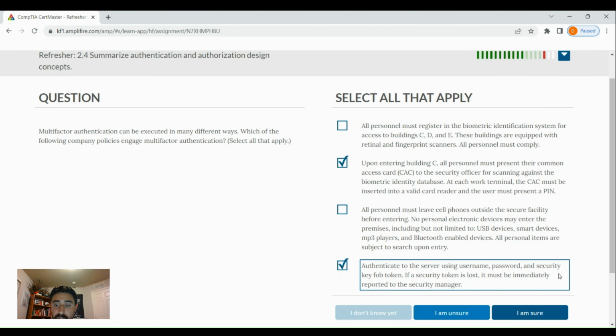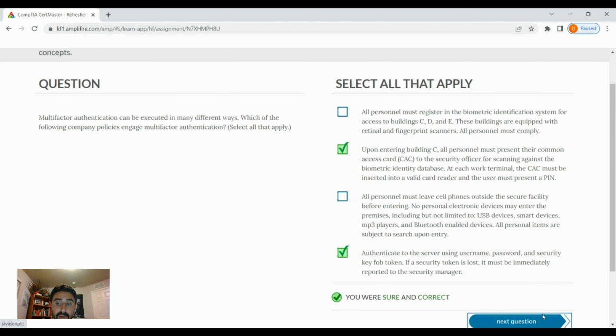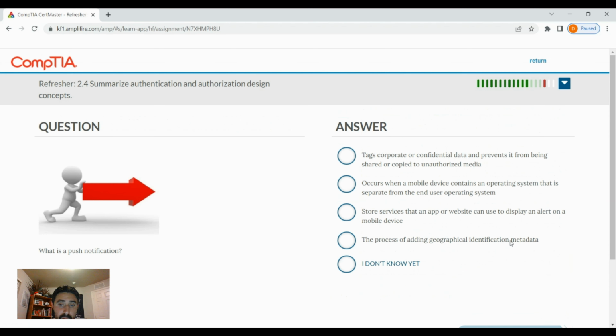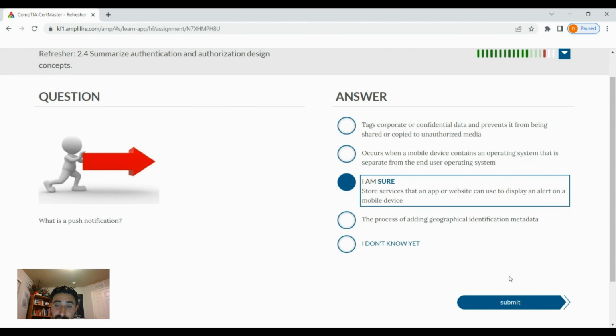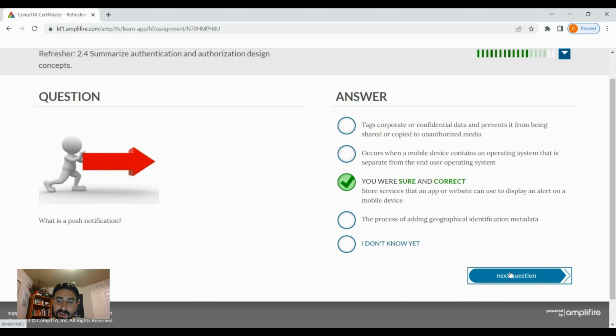Multi-factor authentication. I would say these two right here. All right. And what is a push notification? Well, if we learned hopefully from last time, it's store services that an app or website can use to display an alert on the mobile device. There we go.